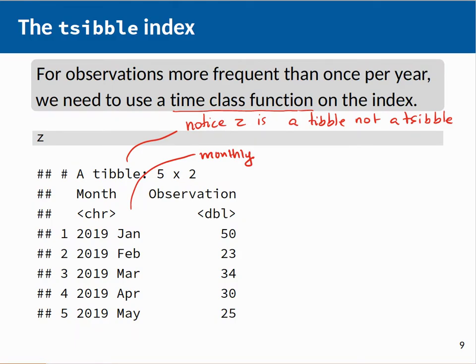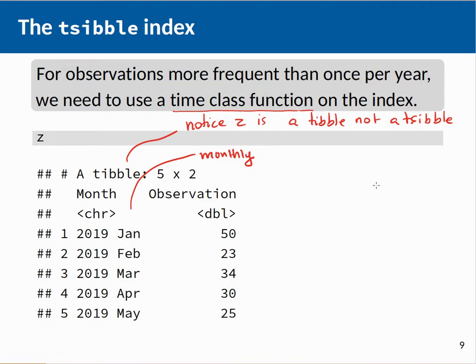Okay, but what do we do if we have observations that are recorded more frequently than just once per year, right? So in that case, we always want to look at a Timeclass function on the index. Okay, so let's take a look at what we're given here. We have z over here, which is a tibble, again a 5x2 tibble, but instead of year, in the first column we have month. So for each year we have a month associated with it and a value associated with it, okay? So we have a monthly series, but it is stored as a tibble.